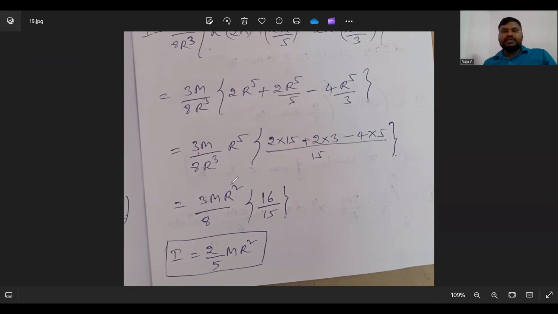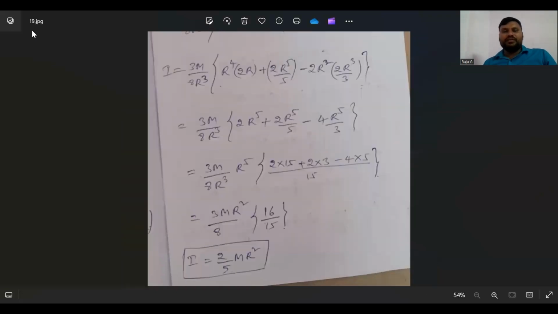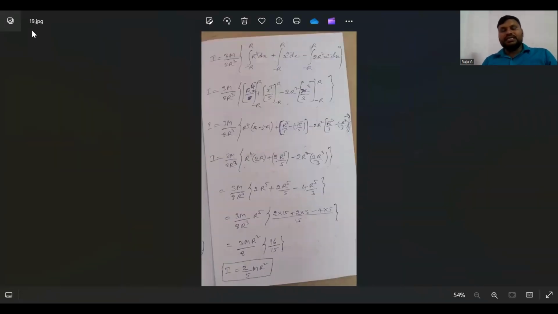So 3m, r power 5 and r cube will cancel out, and then we will get r square in the numerator. 3m r square by 8, 8 1 table, 8 2 table, 3 1 table, 3 5 table, then 2 by 5. I is equal to 2 by 5 m r square. So moment of inertia of solid sphere, I is equal to 2 by 5 m r square. If you consider disk as elemental, we do like this.